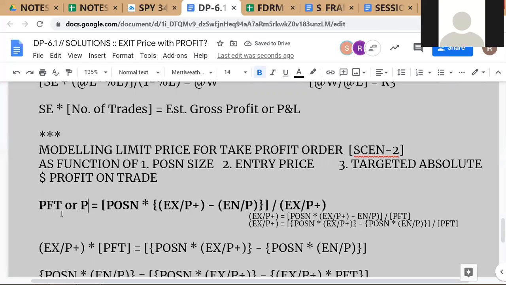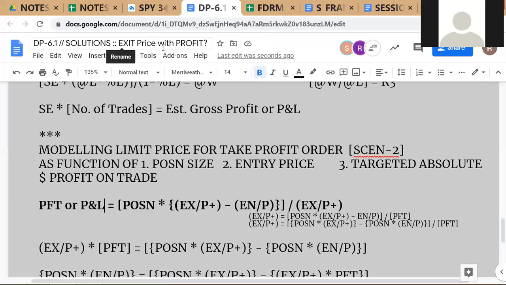Profit is a very specific statement. Profit refers to the P part of the PNL, and PNL is a more general statement because it includes the concept of loss as well. Just to be in line with the general framework we discussed earlier, I have written PNL, but in this particular module we are going to be largely discussing profit, because the decision problem we are solving is 6.1, which is exit with profit.